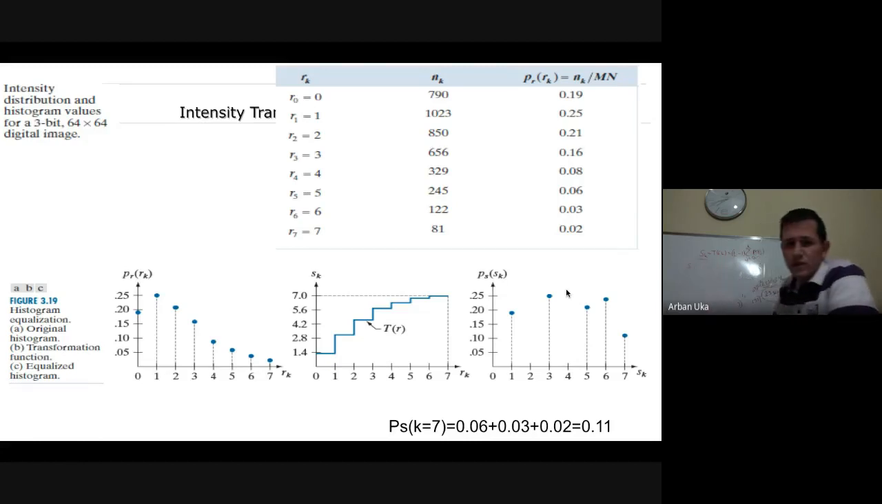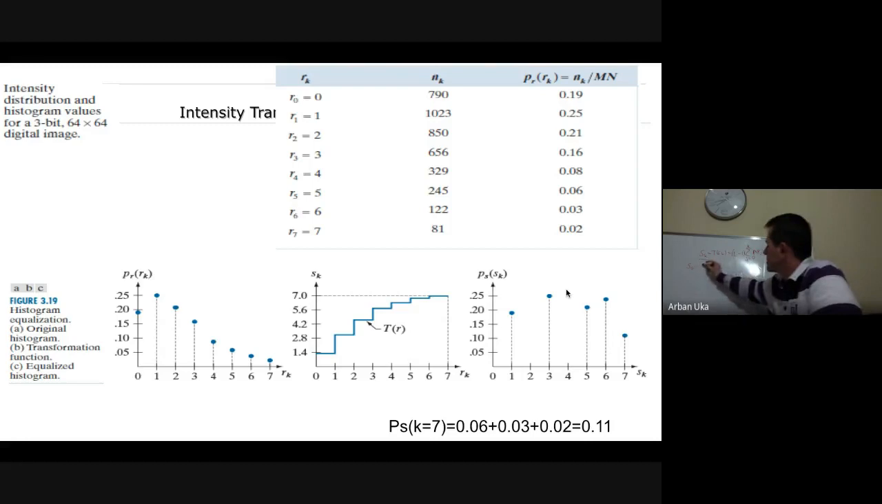So we are trying to modify the histogram. This is how the histogram is going to change. And the probability of this pixel is 0. It is going to be equal to L minus 1. L is 7, because L was 2 to the power K minus 1. In this case, for a 3-bit image, that makes 7.